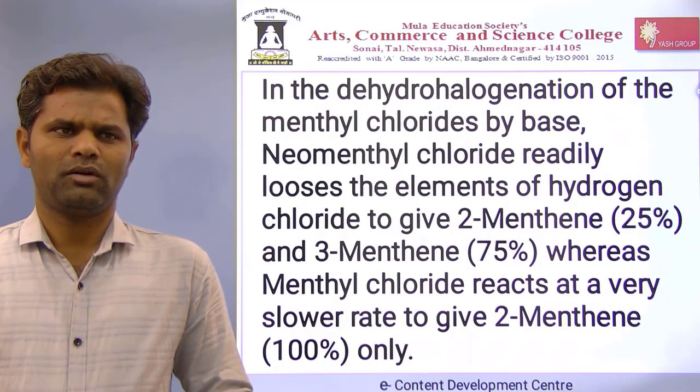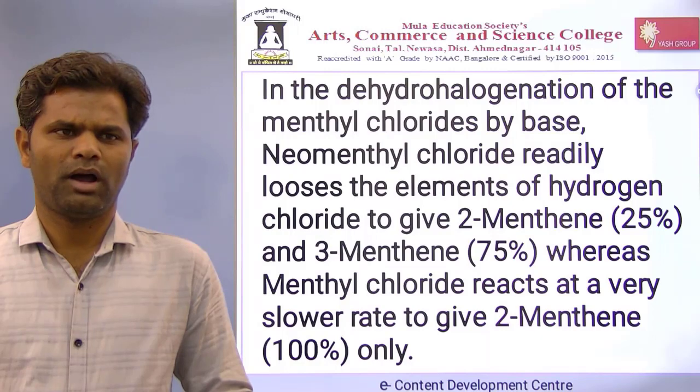In the dehydrohalogenation of the menthyl chlorides by base, neomenthyl chloride readily loses the elements of hydrogen chloride to give 2-menthene 25% and 3-menthene 75%, whereas menthyl chloride reacts at a very slow rate to give 2-menthene 100% only.